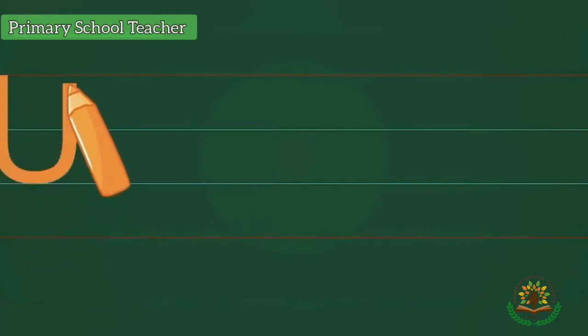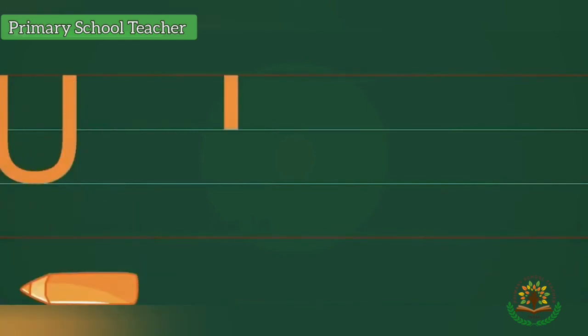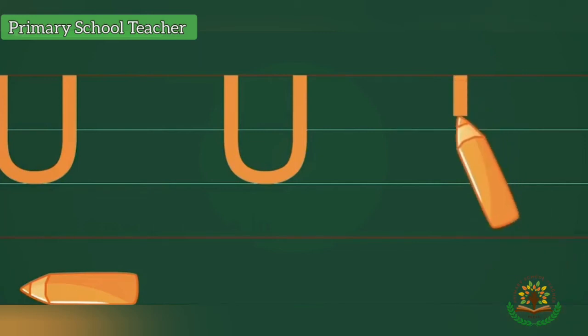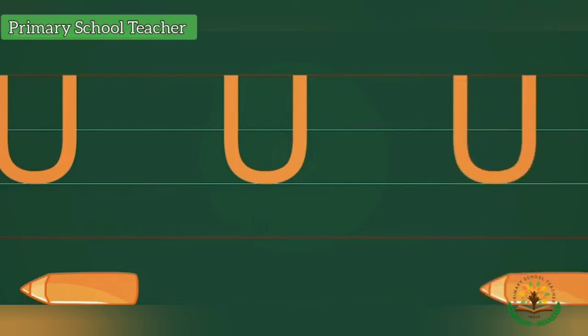U. Standing line, curve, one more standing line makes U.